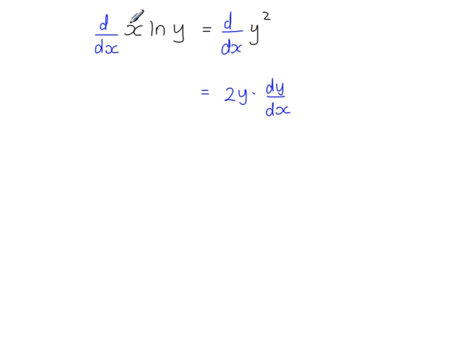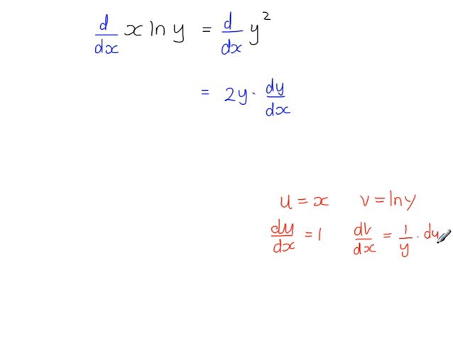The left hand side is the product of two functions, so we have to use the product rule for differentiation. So u equals x, v is equal to ln y, du by dx is 1, and dv by dx is equal to, and because that's x and that's y, once you've differentiated to get 1 over y, we multiply that by dy by dx.